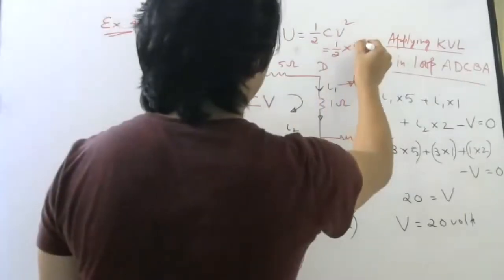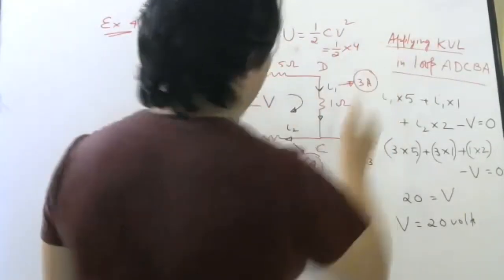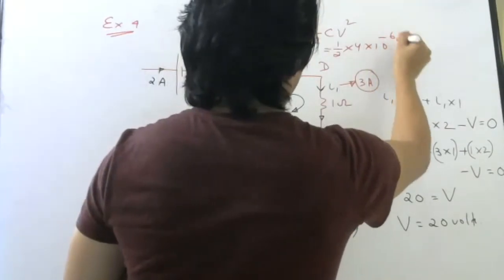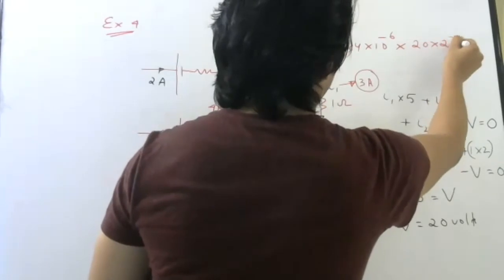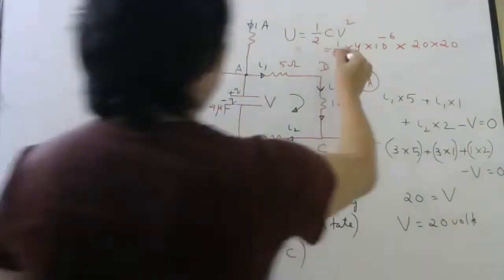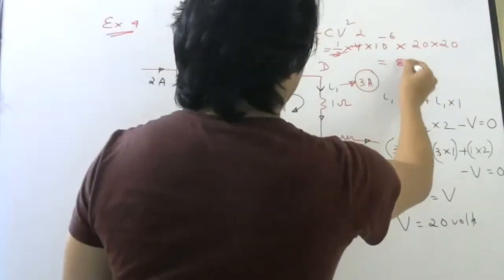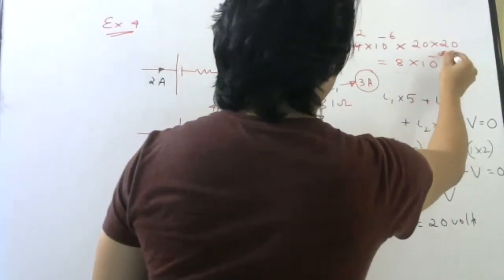Half, capacitance is 4 microfarad. 4 micro means 10 to the power minus 6. And voltage is 20 volts. So 20 into 20, 20 square. So 2 2s are 4, 4 2s are 8. 8 into 10 power minus 4 joules.